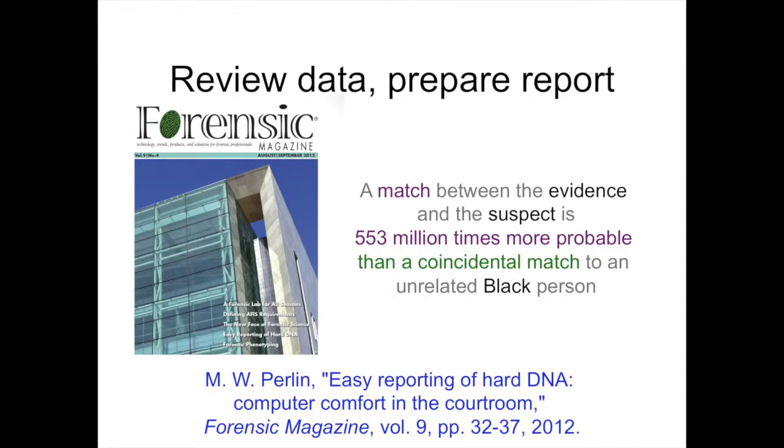And I don't know how many of you were at Jay Caponera's talk at the workshop earlier this week, showing how easy it can be to present this in court to the layperson. Just saying a match between the evidence and the suspect is 553 million times more probable than a coincidental match to an unrelated black person. And the reason that we can say it's a match is because we're separating out those genotypes. So we're separating them out and comparing one individual to another individual, and that's what we can say that it's a match. And you can see at the bottom there, in Forensic Magazine, this is just an article outlining why we chose this language and why it's easy to convey to a jury.